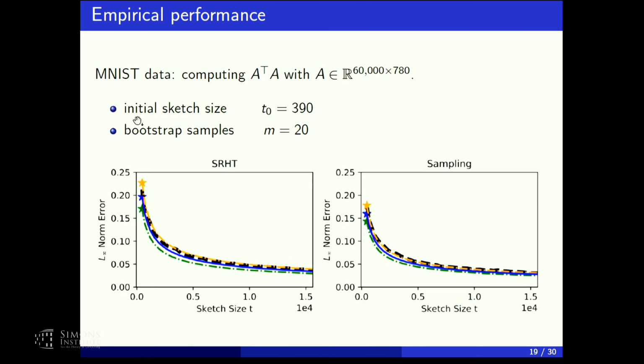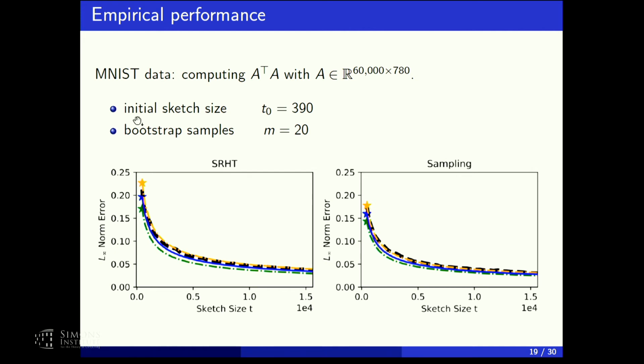Okay, so let me say something empirical, and I think in some ways this is one of the more exciting slides. So here's what's going on. The two plots just refer to two different kinds of sketching matrices. The experiment on the left involves the randomized Hadamard transform. The experiment on the right involves length sampling.